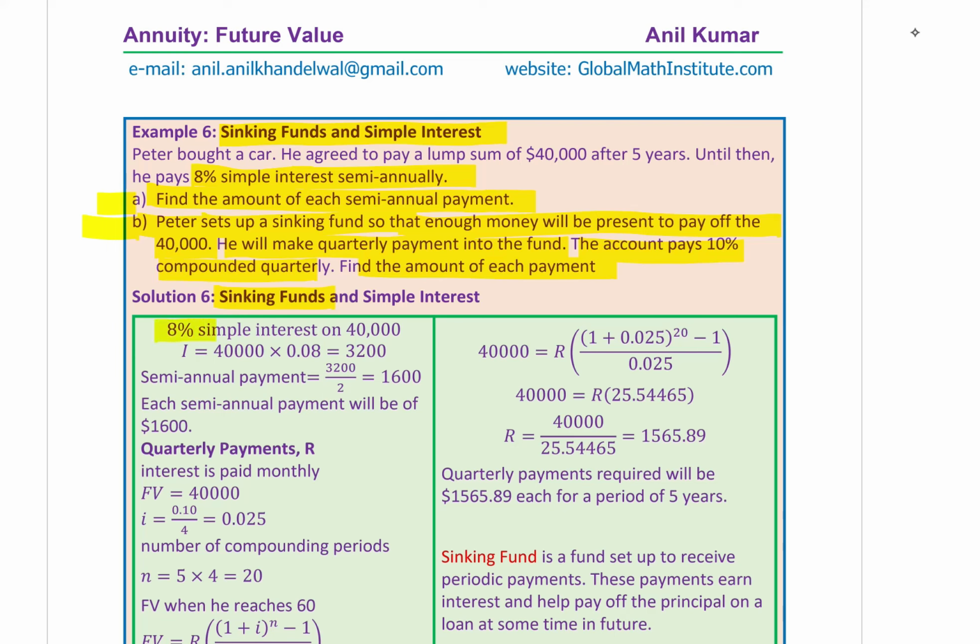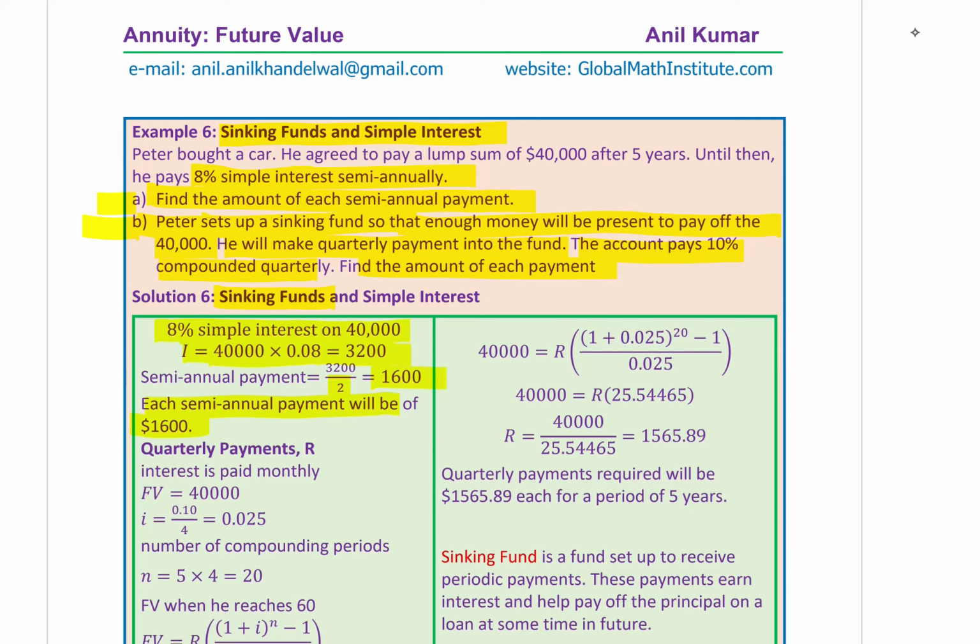So Peter has to pay 8% simple interest on 40,000 for 5 years, right? At the end of 5 years, he is going to make a lump sum payment. So this simple interest is 40,000 times 0.08 decimal equivalent, which is 3,200, divided over every year in 2 terms by 2, we get 1,600. So 1,600 is the amount which semi-annually is being paid by Peter. Is that clear to you? Right. So that is the amount being paid.